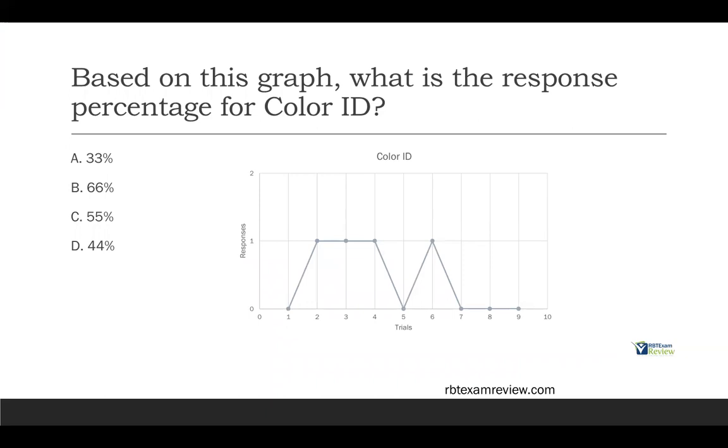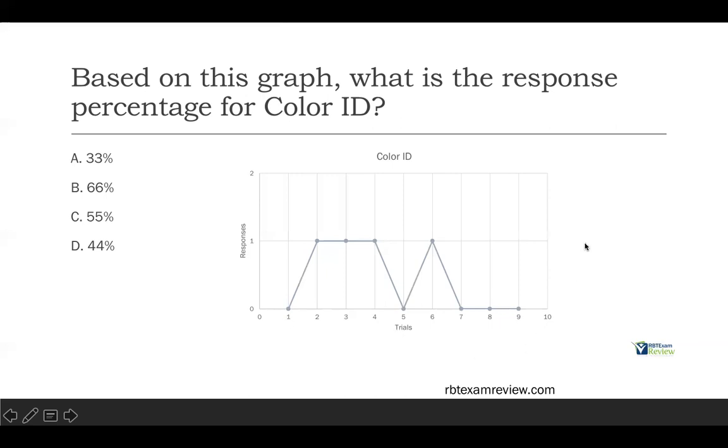And so in this question, it's asking what is the response percentage for color ID? So first things first, okay? How many responses did we get? Well, you can see on our graph, our 0 indicates no response and our 1 indicates a response. We have 1, 2, 3, 4 total responses, okay? That would be your top number, divided by the number of opportunities or number of sessions or number of trials. In this case, we're looking at trials, okay? How many trials do we have? Well, how many data points do we have? We have 9 total data points, okay?